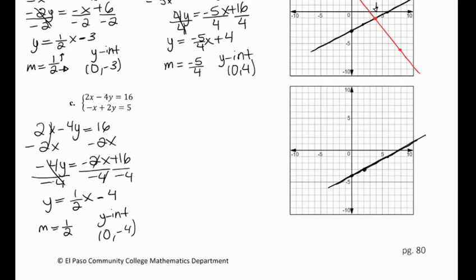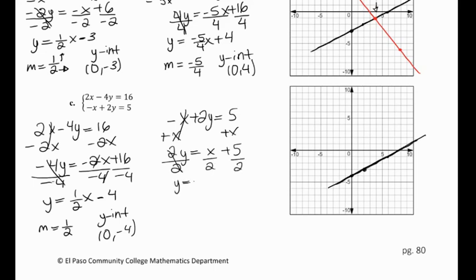Okay, let's graph the second line. We have negative x plus 2y equals 5. Add x on both sides. So we have 2y equals x plus 5. Divide everything by 2. So y equals 1/2 of x plus 5 over 2. That means that my slope is 1/2 and my y-intercept is 0, comma 5 over 2. And 5 over 2 is actually 2.5.